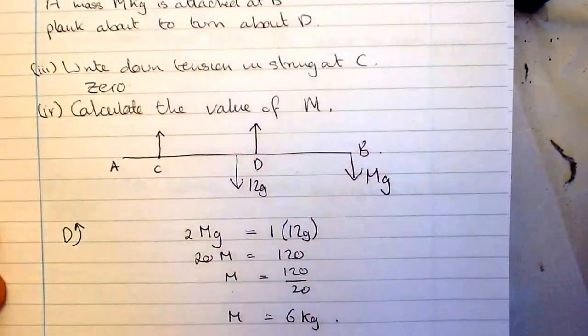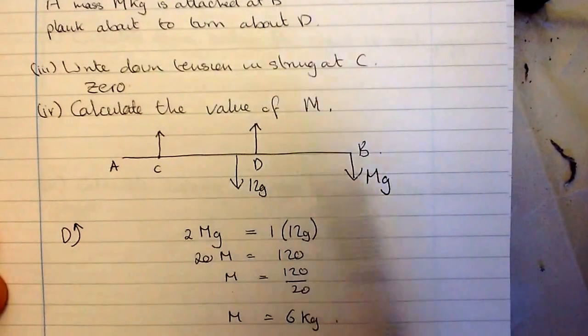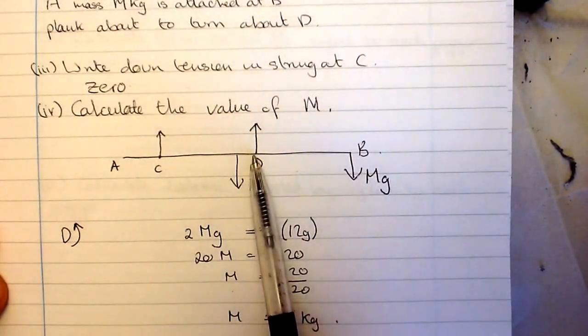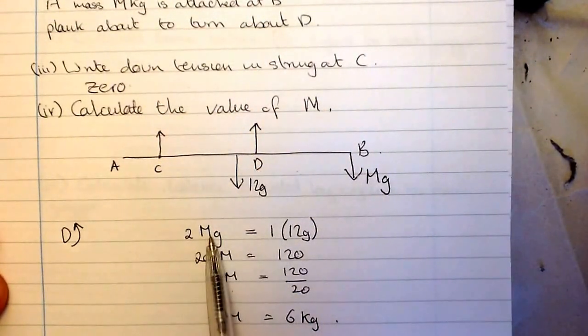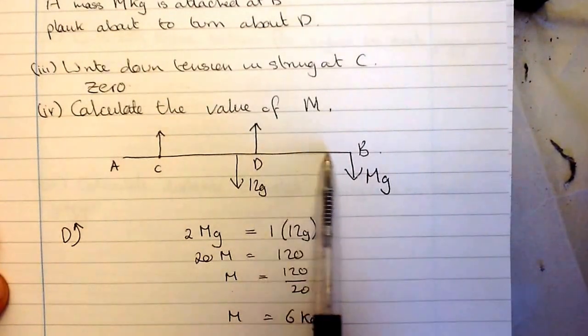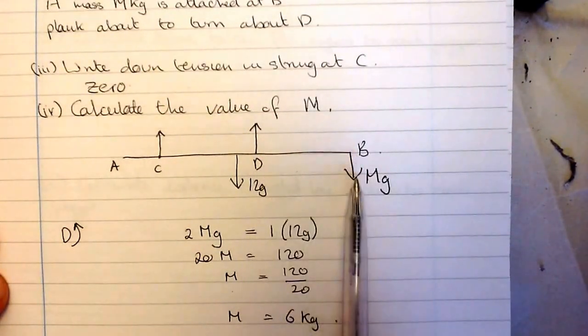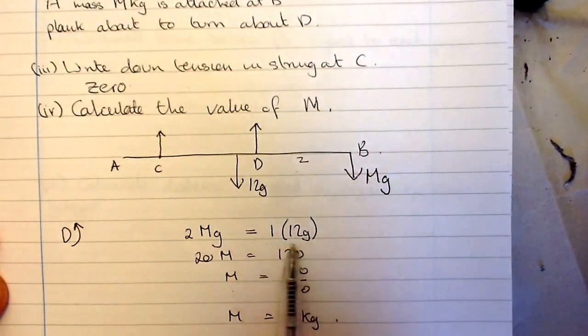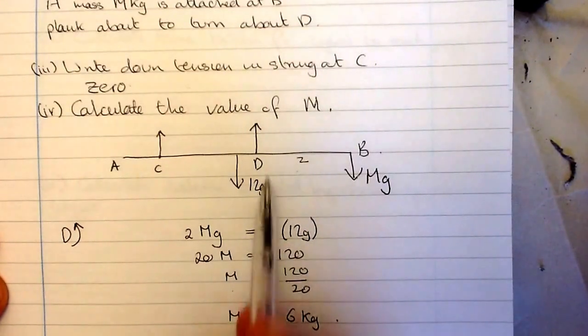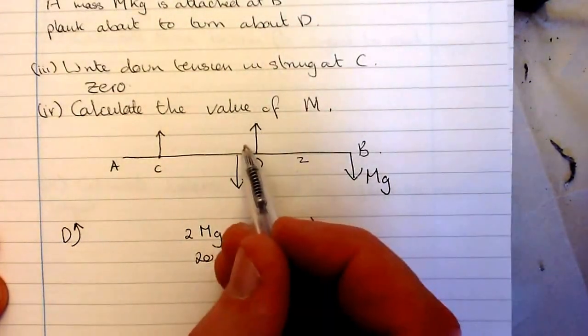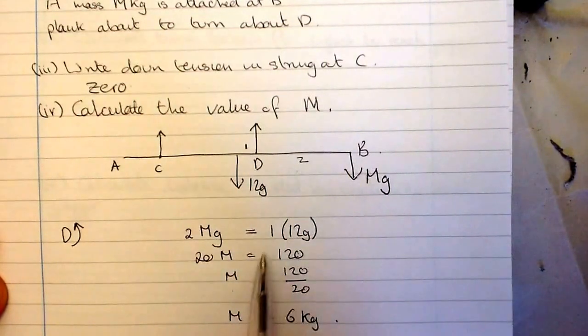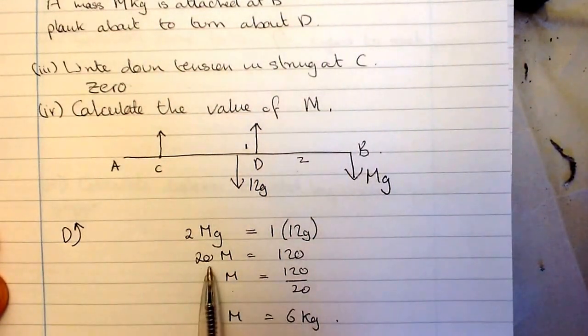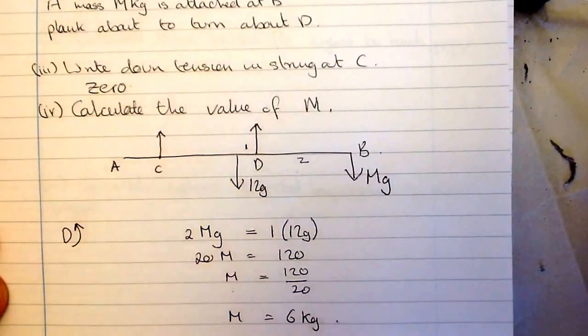Okay, I've just realised I went a wee bit off clip there. So just going through it again, we're going to take moments about D. So the clockwise moments would be mg times the distance from D to B, which is 2. And the anti-clockwise moments would be 12g by the distance to the centre, which would be 1. So 120 equals 20m. m is equal to 120 over 20. m is equal to 6 kilograms.